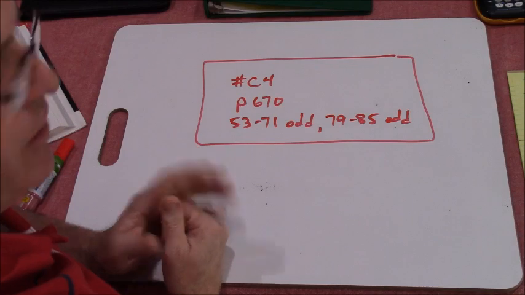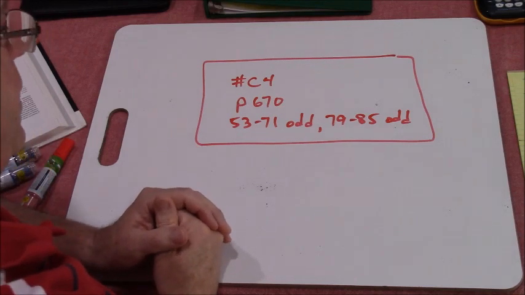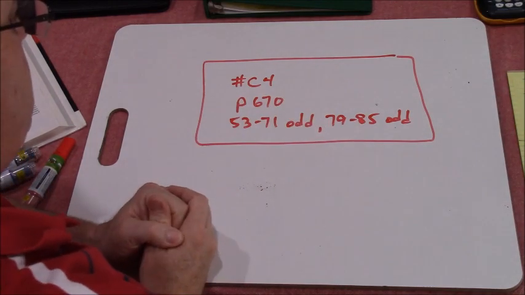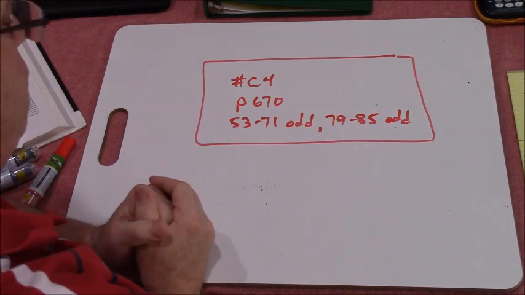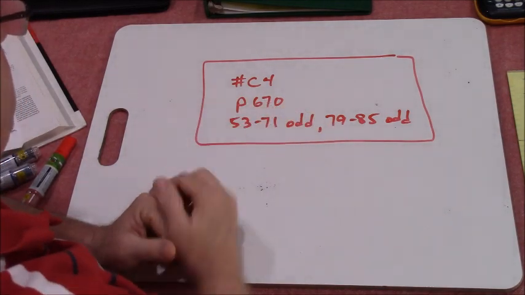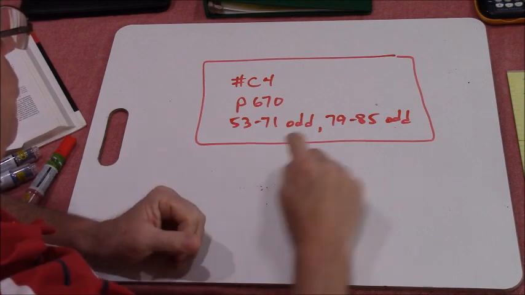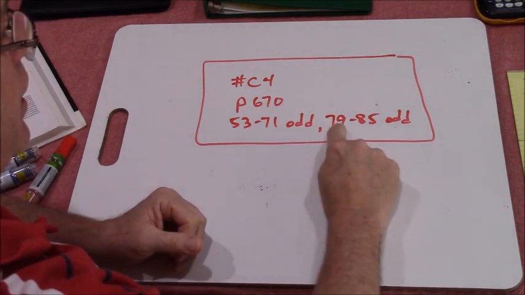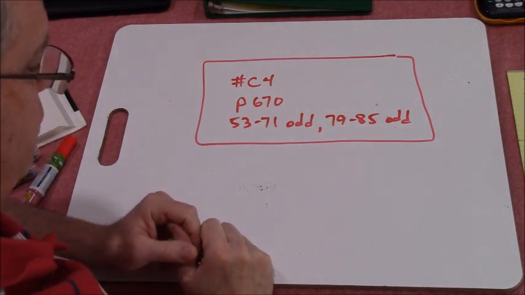All right, so that's it. That's what we have for today. So here's our next assignment, number C4, page 670. We're going to do 53 to 71, just the odds, and then 79 to 85, just the odds.